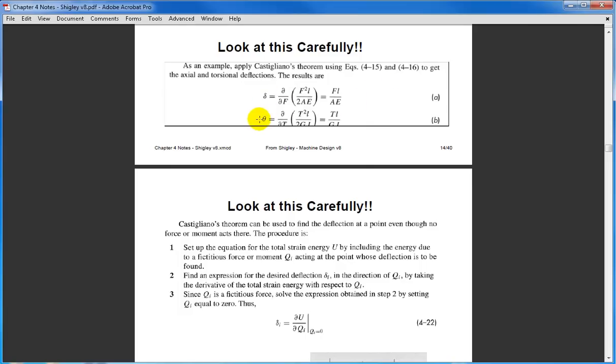And then the other would be if we look up the torsional energy in a circular beam, and we take the partial derivative of that torsional energy with respect to the torque, which is a rotational kind of thing. Then that partial derivative gives us TL over GJ, which we've already seen in this class is the slope, or the change in angle measured in radians of a beam in torsion.